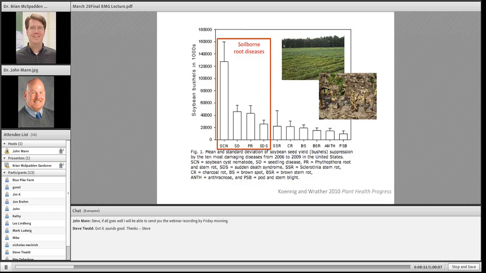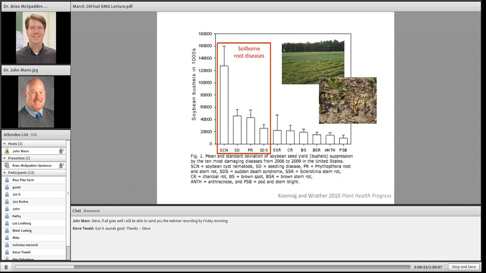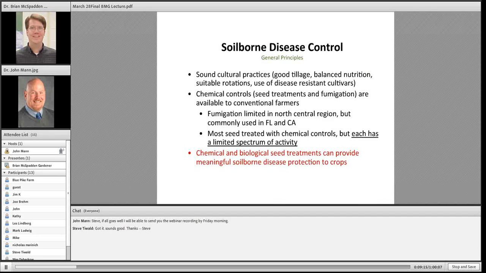Here is some data that was published just a few years ago looking at the major diseases of soybean. And those that are highlighted in this red box are actually the soil-borne diseases. So you can see that the impact of these diseases is quite significant even today on conventional farms throughout the United States.